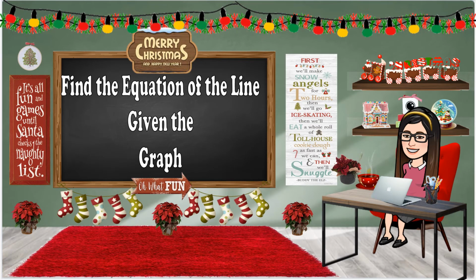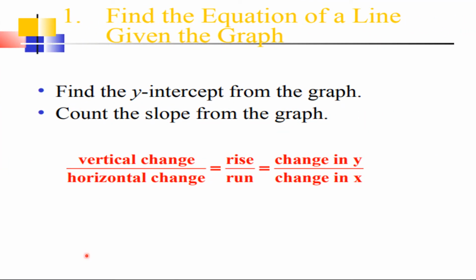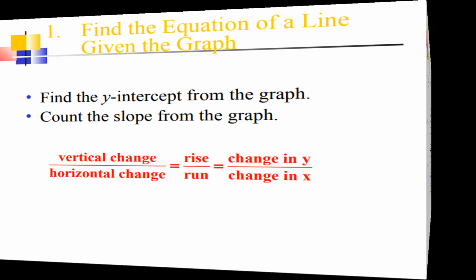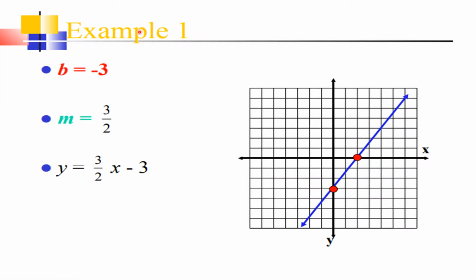How about if we're going to find the equation of the line given the graph? Okay, for this time, find the y-intercept from the graph. Count the slope from the graph by using rise over run. Let's have an example. Okay, for our example, given that this is the graph, all we have to do is find the y-intercept or the b and also the slope.